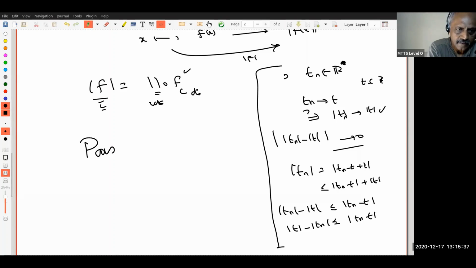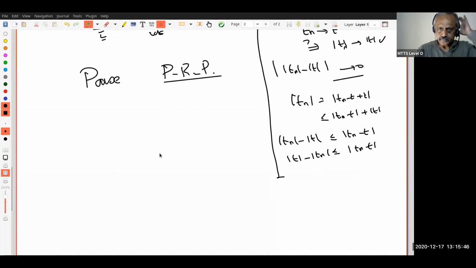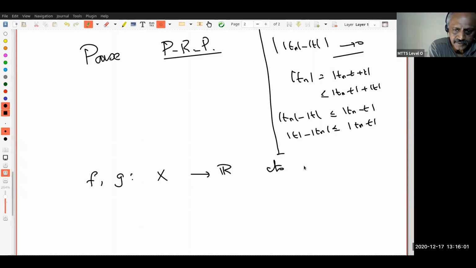Pause. Review. Okay, PRP. You understood? Look, now comes the icing on the cake. Now suppose f and g from X to R are continuous functions. If you want, continuity at a point itself will do, but I will do the general case. If f and g are continuous at x, I am going to prove f plus g is continuous at x.